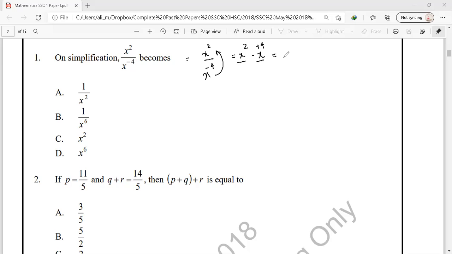So in this situation the variables are same, so we will add the powers of both variables. So final answer would be 2 plus 4. So x raised to the power 6 is the correct answer for this question.